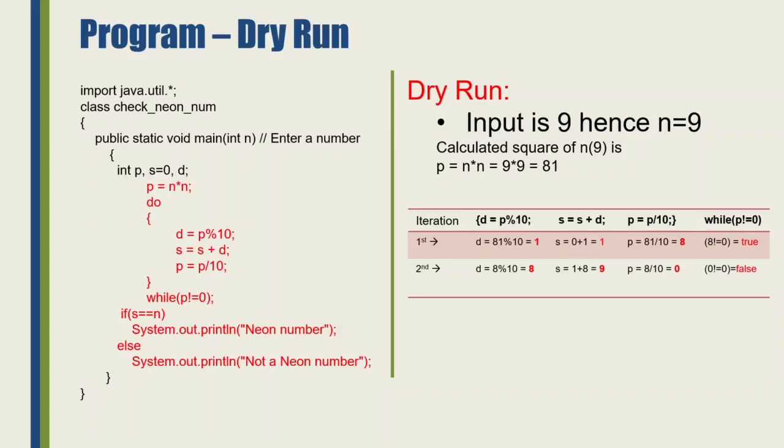Look at the first statement in the do while loop. d is equal to p modulus 10. In this, p is 81, the square of the entered number. So 81 modulus 10 will be 1, and it will be stored in variable d.